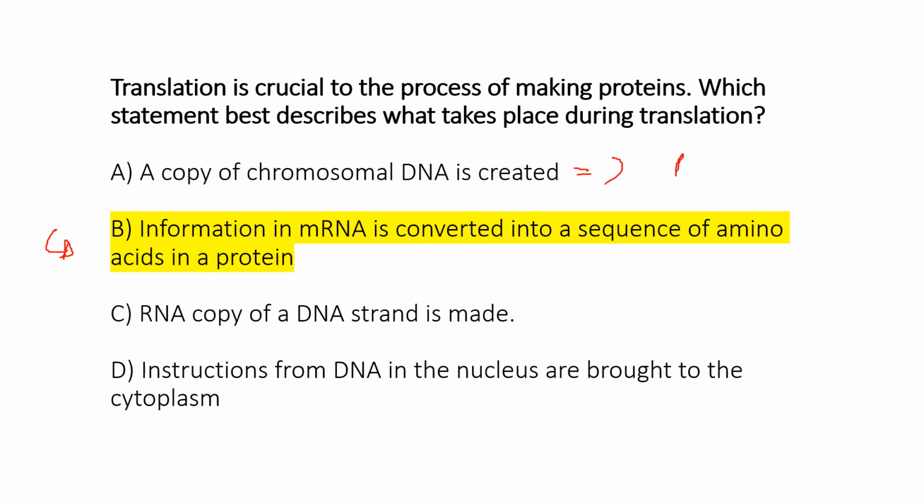While A, a copy of a chromosomal DNA is created, this will be more replication. C, an RNA copy of a DNA strand is made, this is more transcription. And D, okay, so this is wrong, the instructions from a DNA in the nucleus are brought to the cytoplasm. This is just not a complete answer. So the best answer is B.